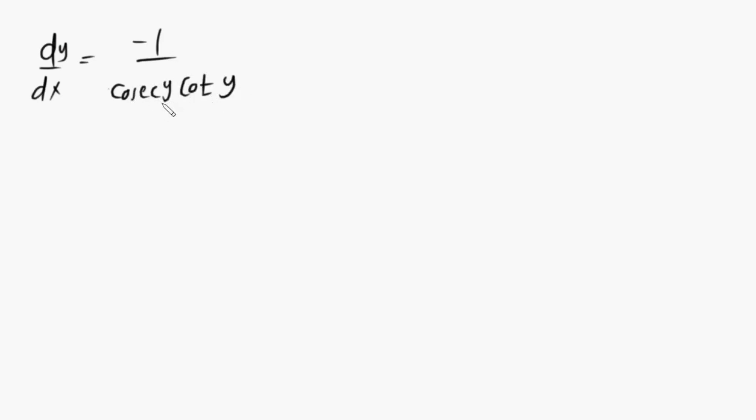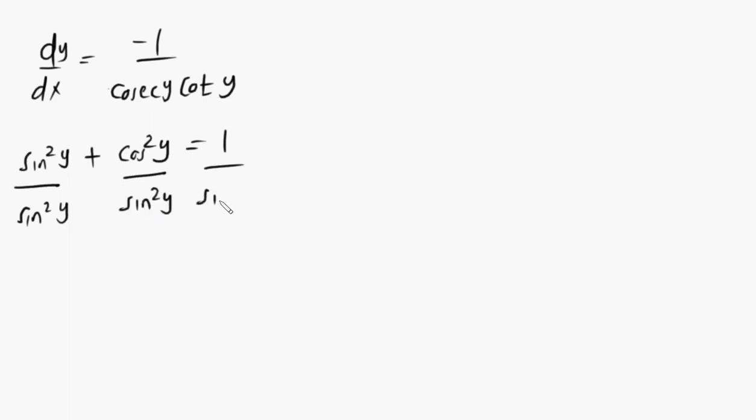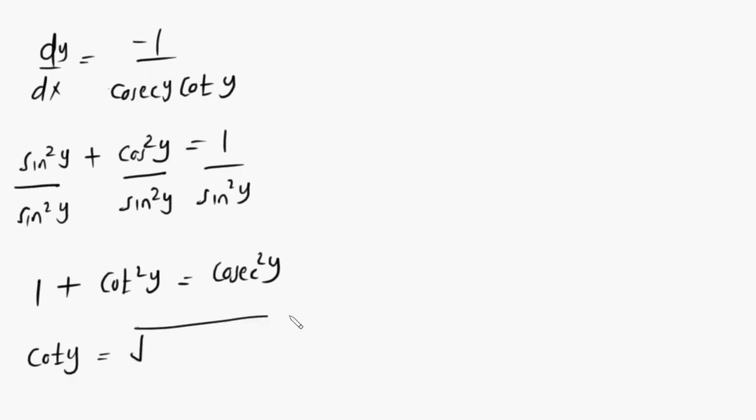But it has to be in terms of x. Remember, x is an independent variable. So, I know that sine squared y plus cos squared y equals 1. So, if I divide by sine squared everywhere, it's just going to be 1 plus cot squared y is equal to cosec squared y. So if I make cot y the subject, it's just going to be equal to the square root of cosec squared y minus 1.